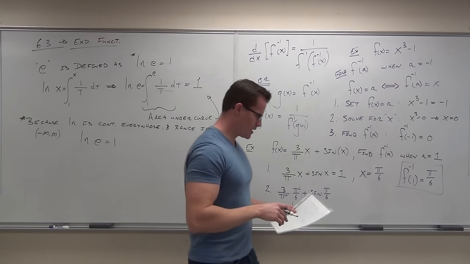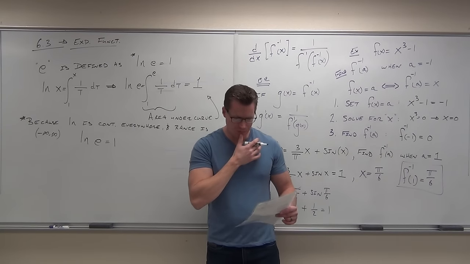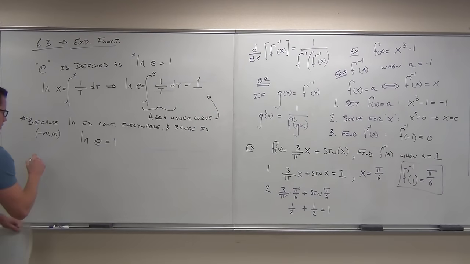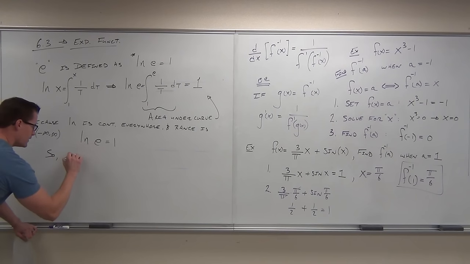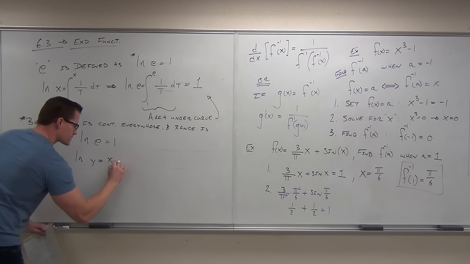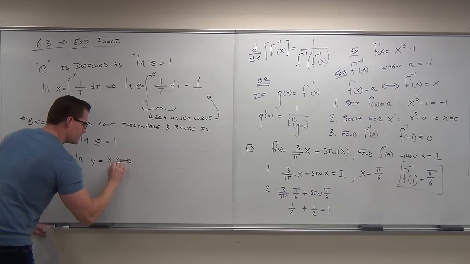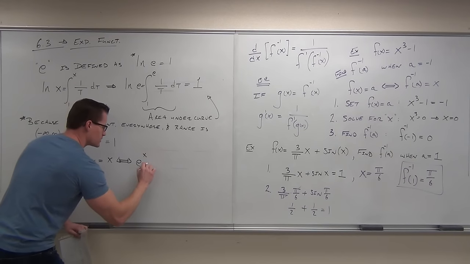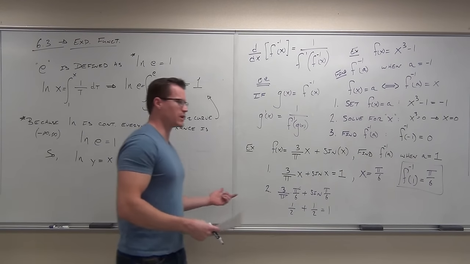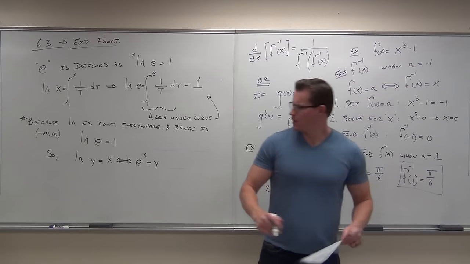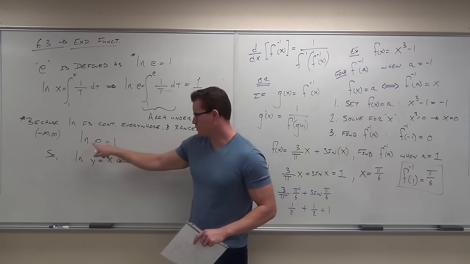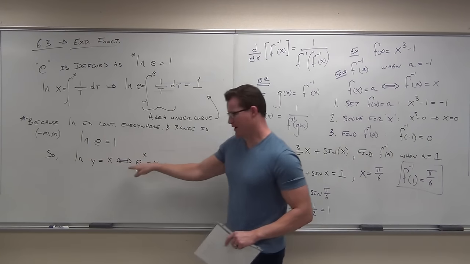Okay, so the number e has to exist. It's got to be part of the function. The last definition that we have for this: if ln of y equals x, we have that if and only if e to the x equals y. That's how we go back and forth between exponential and logarithmic notation. If you don't remember that, what's the base of ln? It says base to the power gives you the argument of the log. That's what we have right here.